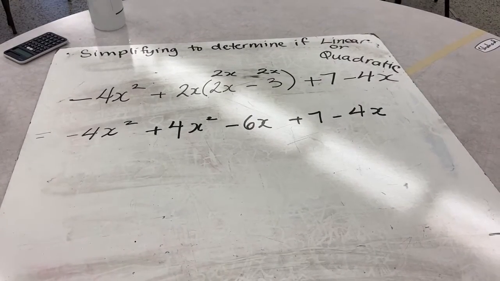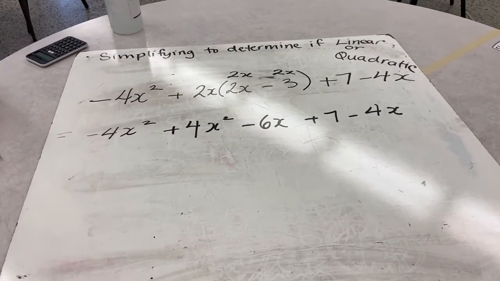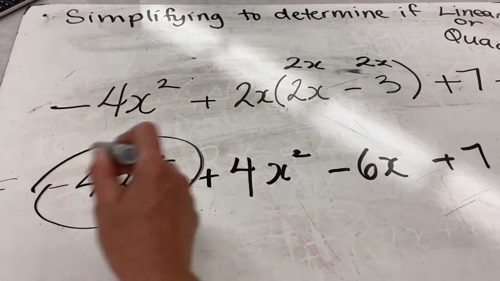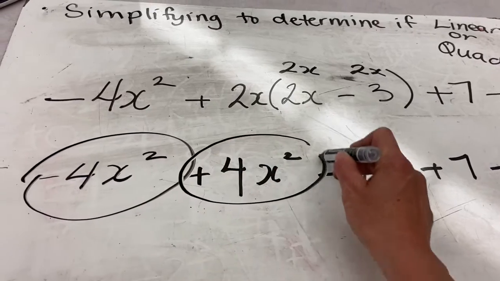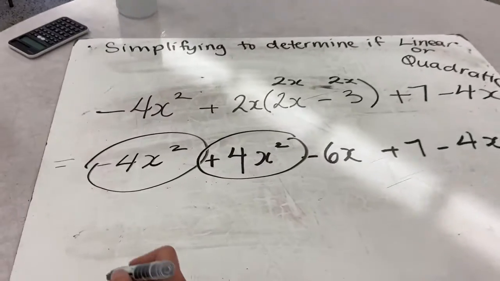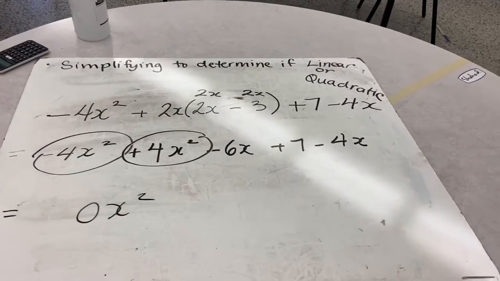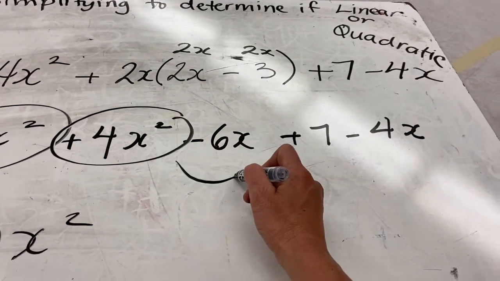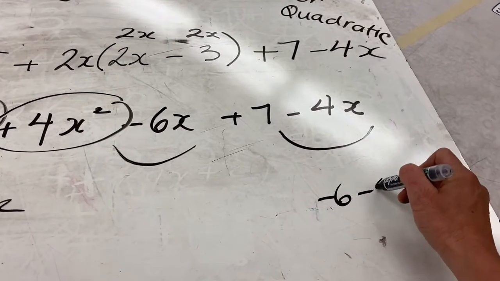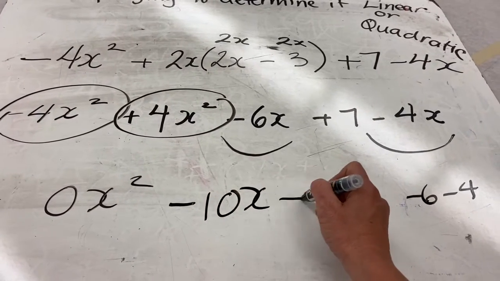Our next step is we need to combine like terms. Like terms just means combine the things that are the same. So let's start with our x squareds. Here we have a minus 4x squared, and here we have a plus 4x squared. If I have negative 4 plus 4, that gives me 0. So I could write down 0x squared, or I can just write down nothing. I don't need to write anything. And then here I've got minus 6x minus 4x. So negative 6 subtract 4, that's going to give me negative 10x. And then I've got my plus 7.